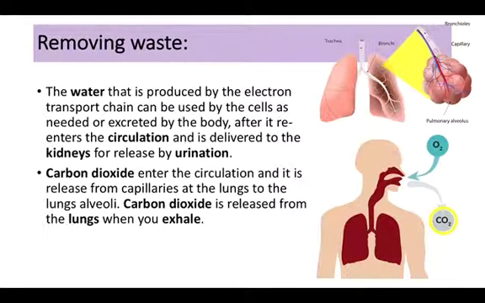All right, how are we going to remove the waste? The water that is produced by the electron transport chain can be used by the cells as needed or excreted by the body. After it re-enters into circulation, it's going to be delivered to our kidneys and for release by urination.